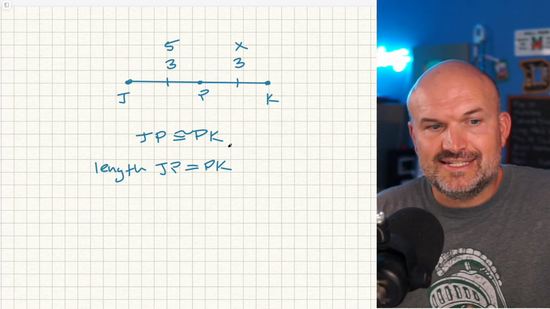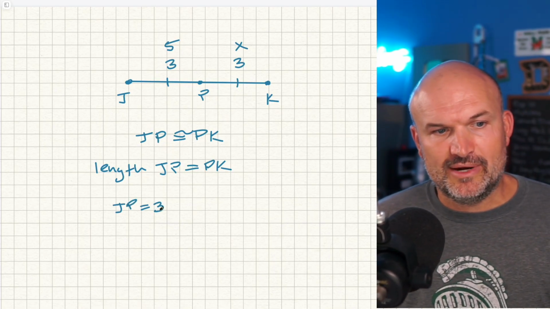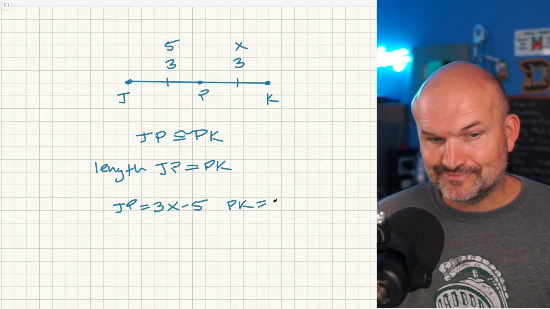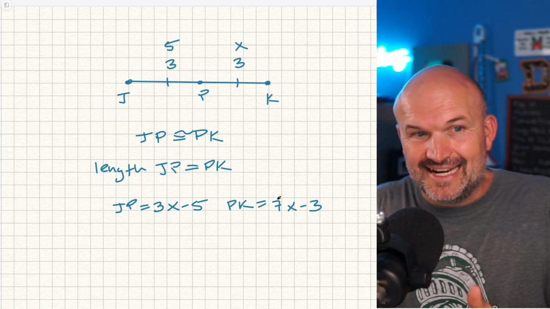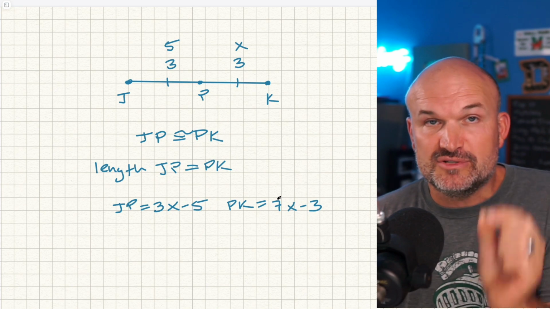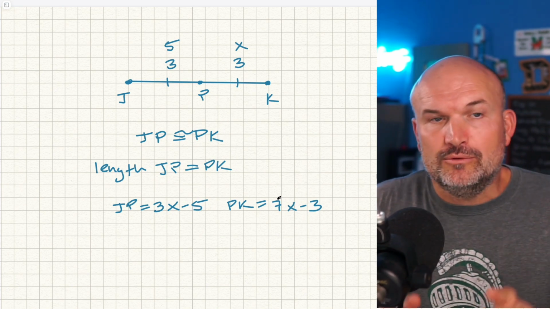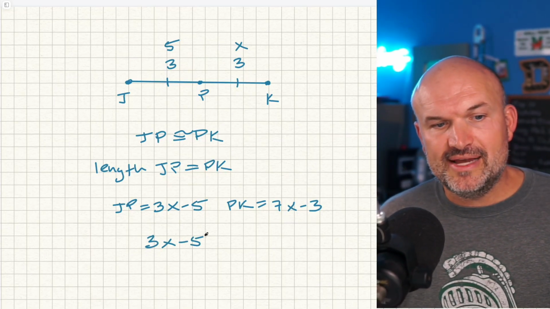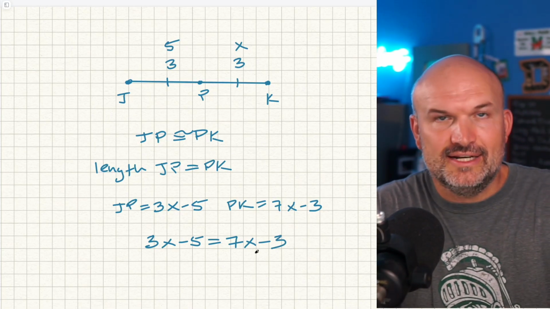Now, the reason this starts to get confusing is we start saying JP equals 3X minus 5 and PK equals 7X minus 3, right? We get something like this. But as long as we know that P is in the middle, like the verbiage that is used, P is in the middle, or one segment is congruent or equal in length to the other, then we know we can always set up this equation: 3x minus 5 is equal to 7x minus 3. Then we can go ahead and solve the equation.